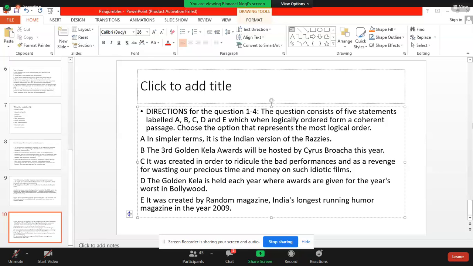Students, please type your answer in the private mode. Only the host should be able to see your messages. Please, students, the request. Very good. So Anshita is the first student to give me the correct order.